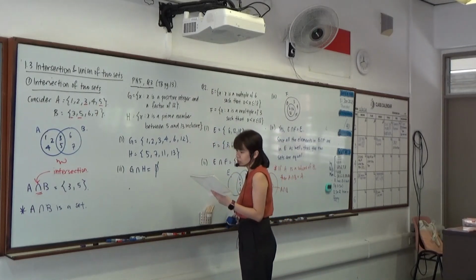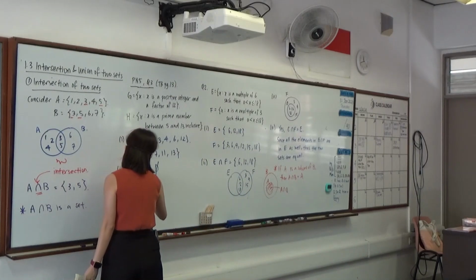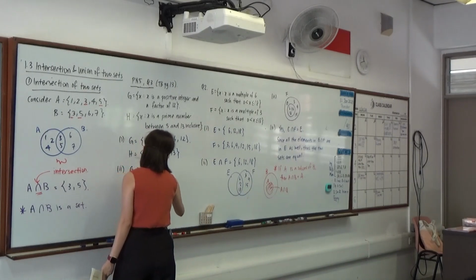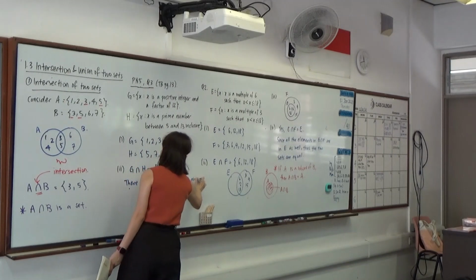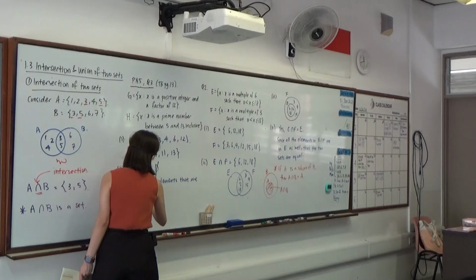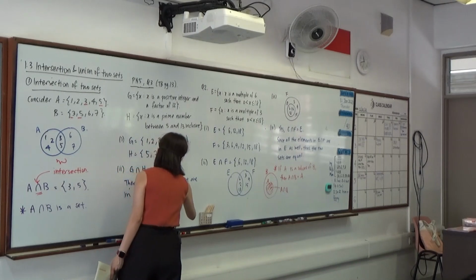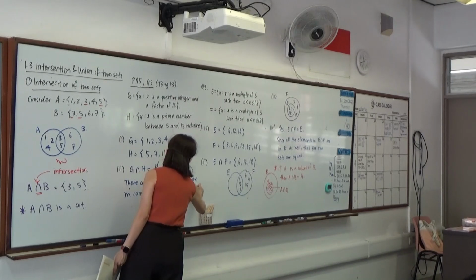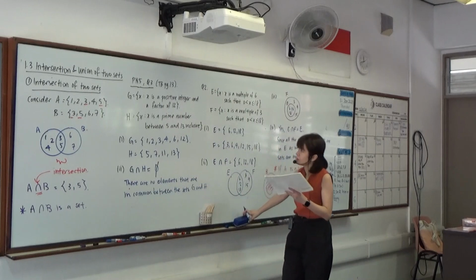The question also asked to explain. So to explain that, we just say that there are no elements that are in common between the sets G and H.